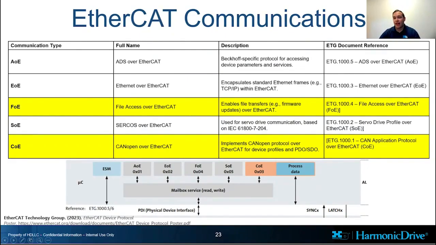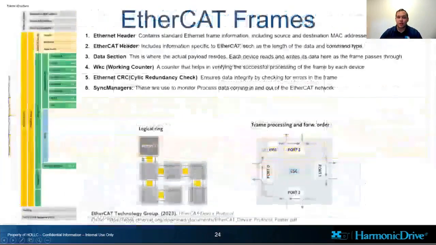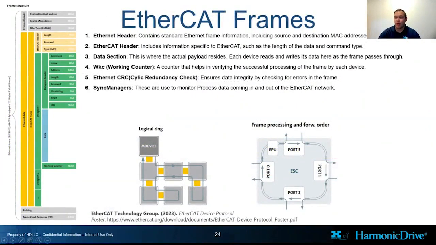Inside of that, I wanted to talk about EtherCAT frames. EtherCAT frames have a few important components. First of all, there's an Ethernet header, which has the MAC address, source, general Ethernet information. And then inside of that, we have an EtherCAT header. This has EtherCAT specific information, such as the length of data and the command type. And then inside of that, we have a data section. This is where the payload would typically exist. What I'm going to show you guys coming up is the different types of datagrams you may encounter.